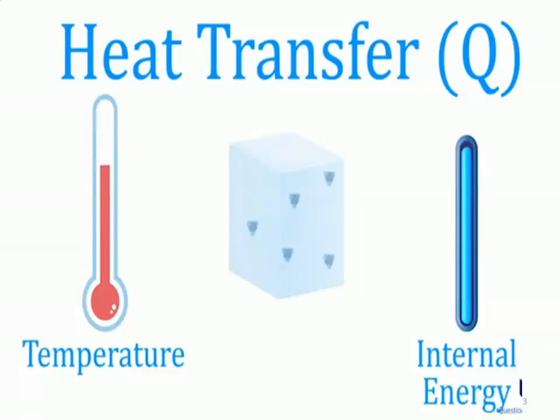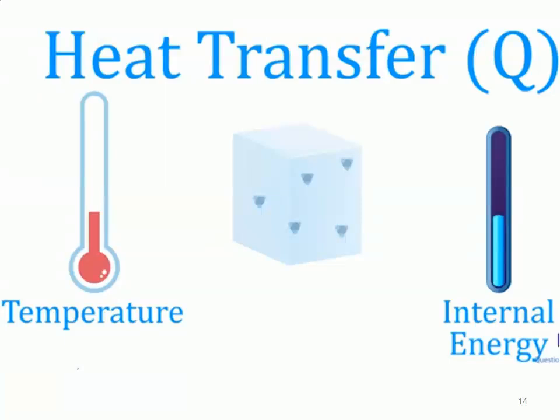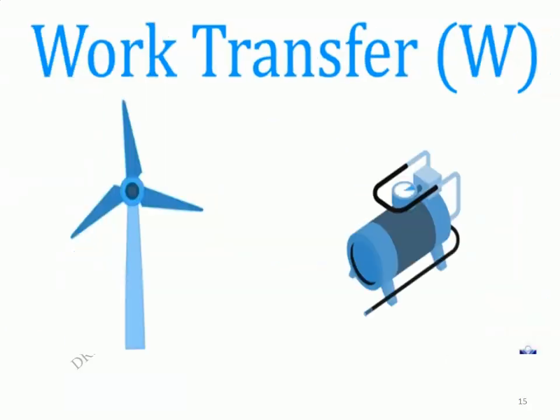Heat transfer: if the temperature increases, then internal energy also increases. If temperature decreases, then internal energy also decreases. Examples of work transfer: windmill, compressor.